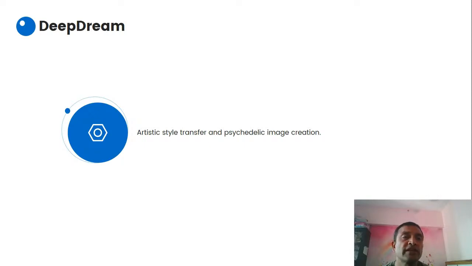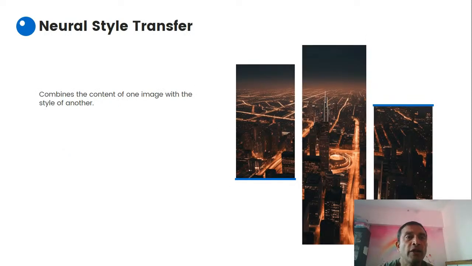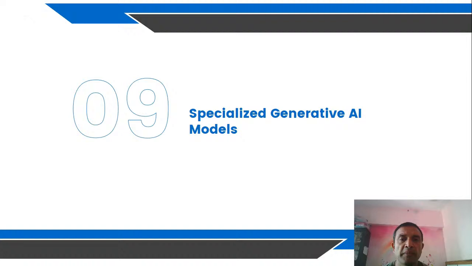So rather than scratching your head, you can also use these models to solve your queries. Neural style transfers combine the content of one image with the style of another. So here you can also see the example. You can use the style of another image, and you can use the content from another image and combine them, right? So style transfer models you can use, correct? And you can particularly generate the image here.